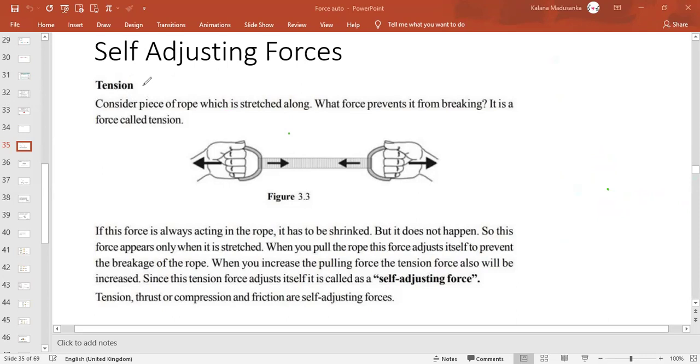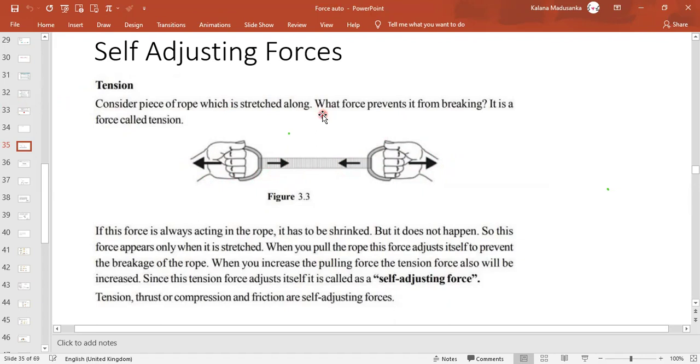Let's talk about several self-adjusting forces we have, starting with tension. As I told you earlier, tension occurs within strings and ropes. Consider a piece of rope, which is stretched by two hands in opposite directions, right? This is the pulling force to the right side, and this is the pulling force to the left side. And this is the string, or the rope. These two are the tensions, right?